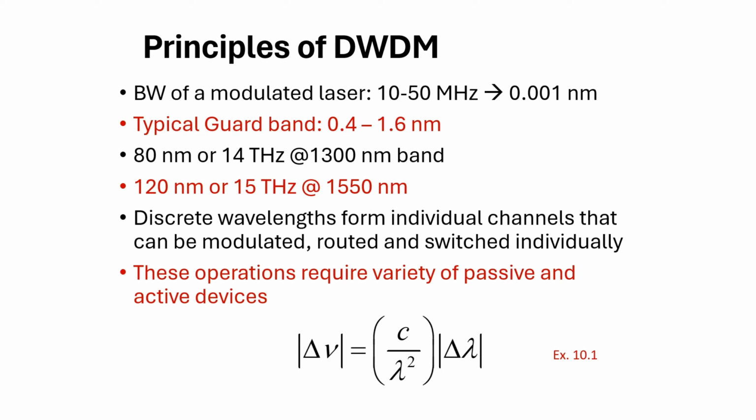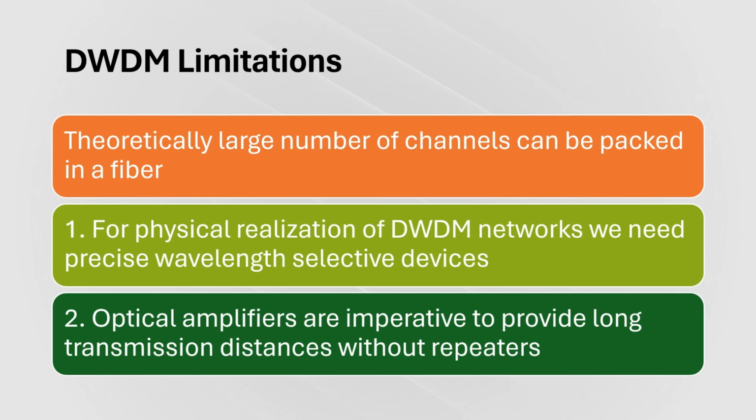So now we have all the advantages of DWDM or wavelength division multiplexing. Now there are limitations for DWDM. There are only two limitations. First, we need physical realization of the WDM network. So precise wavelength selective devices are the first requirement, and this is a limitation. If your wavelength selective device is not precise, then WDM is not a success. And second is the optical amplifier, because if you want to work without repeaters, then optical amplifiers are required.